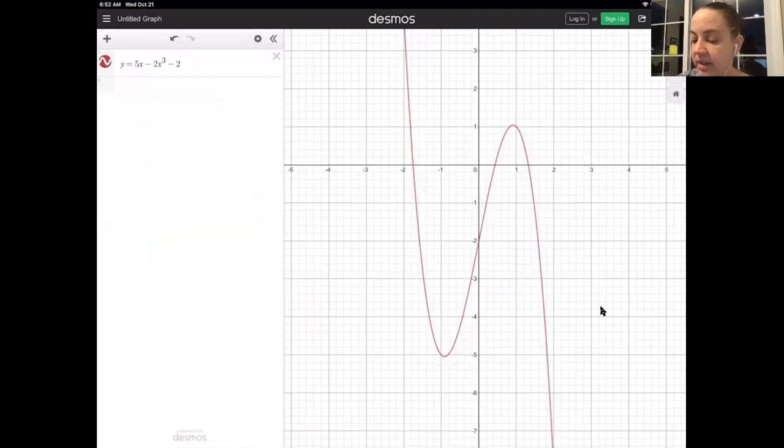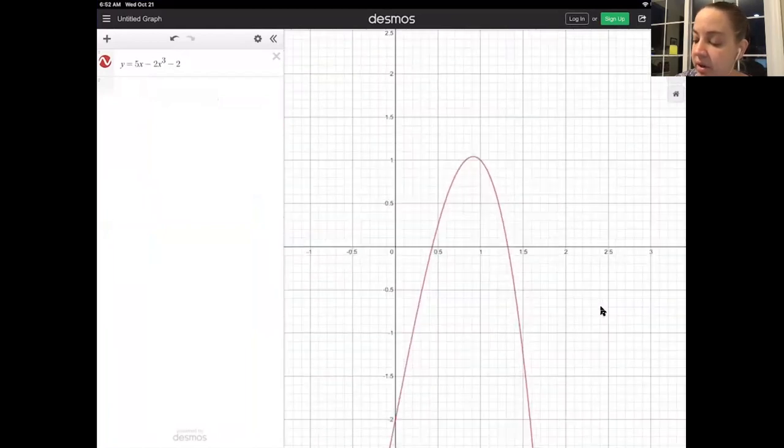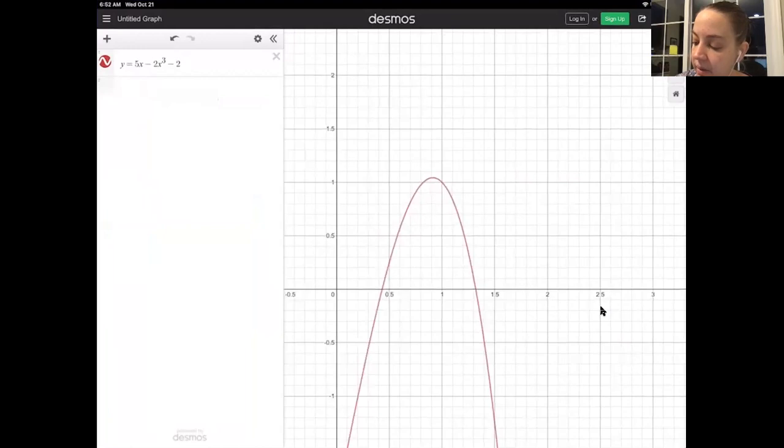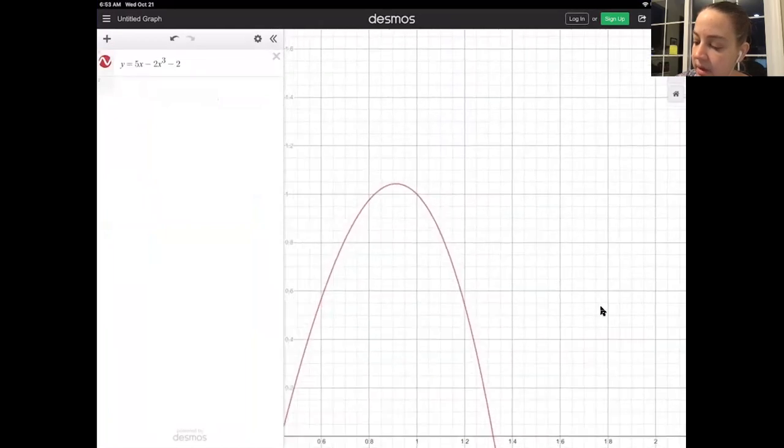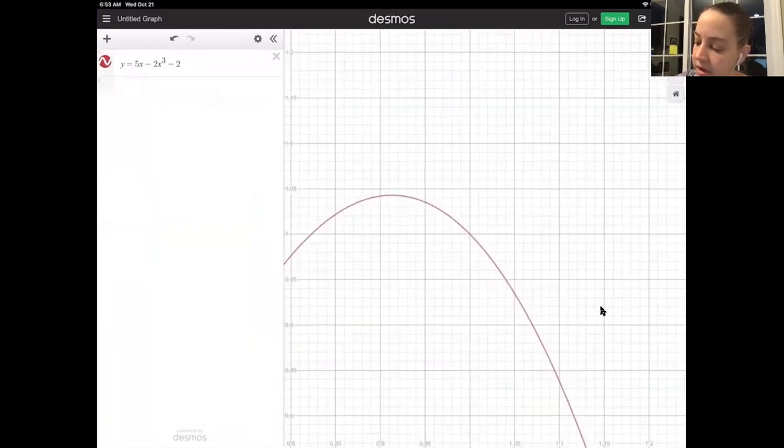I want to show you what this graph looks like. So I graphed this already for us in Desmos. This idea of linear approximation. If you zoom in close enough, any curve becomes a straight line. So here is the point 1, 1. It's going to mark the maximum. That's okay. So this curve was 1 over here.